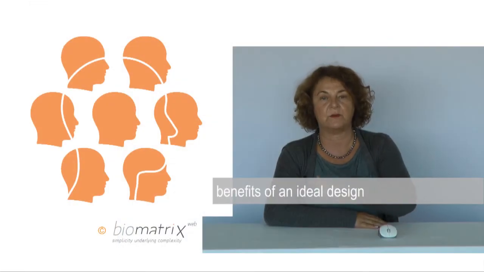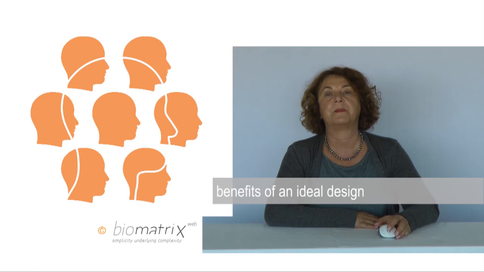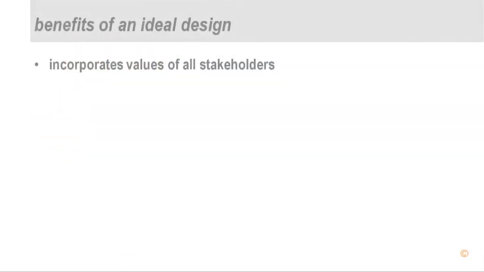Well, an ideal design incorporates the values and expectations of all stakeholders. So a design always is a design for the system and its surrounding, in the sense of what the system wants ideally to contribute to its environment. It creates a consensus and alignment between the parts of the system and the system and its external and internal stakeholders, so the system and its environment.